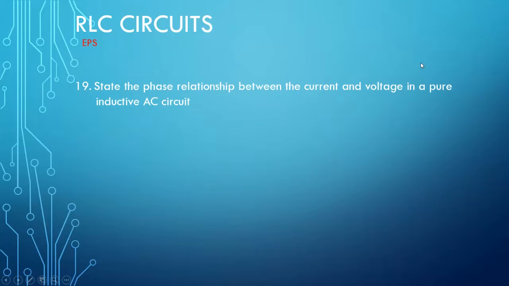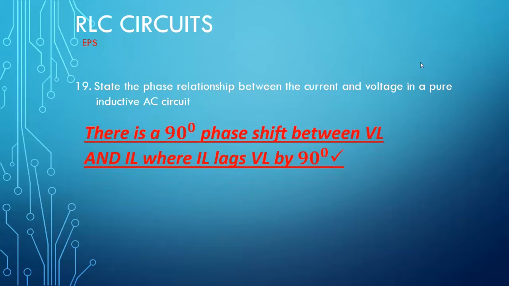State the phase relationship between current and voltage in a pure inductive AC circuit. There is a 90 degrees phase shift between VL and IL, where IL lags VL by 90 degrees. So in a pure inductive circuit, the current lags the voltage by 90 degrees.